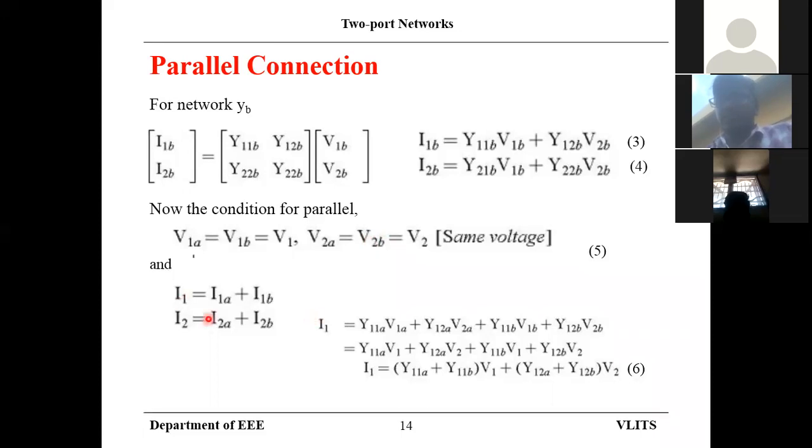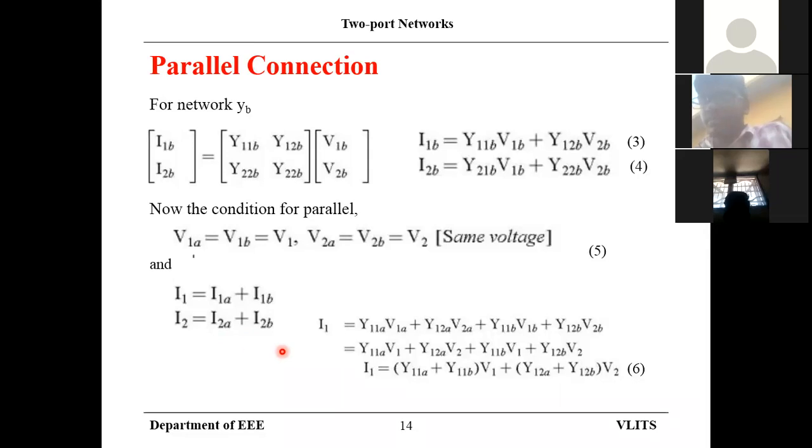And when coming to the currents, I1a is the current flowing through the first network, that is the input current, and I1b is the input current flowing through the second network. So I1 is the total current. That's why I1 is equal to I1a plus I1b, and similarly I2 is equal to I2a plus I2b.